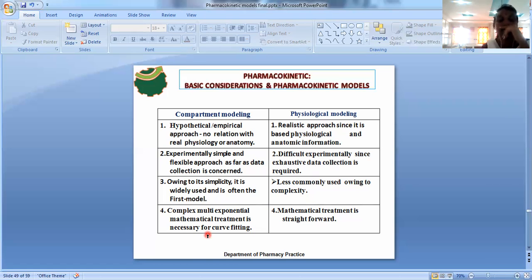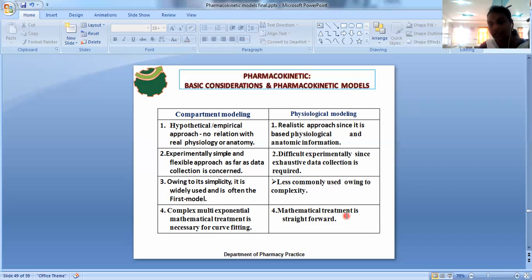If you say C is equal to C naught into e to the power of minus kt, when it is converted into the exponential form, C is equal to C naught into e to the power of minus Ket. Like that, some exponential component appears depending upon the number of compartments involved. If it is a two compartment, it will be bi-exponential. If it is a three compartment, it will be tri-exponential. That's why, as the number of compartments increases, the multi-exponential treatment will also be complex.